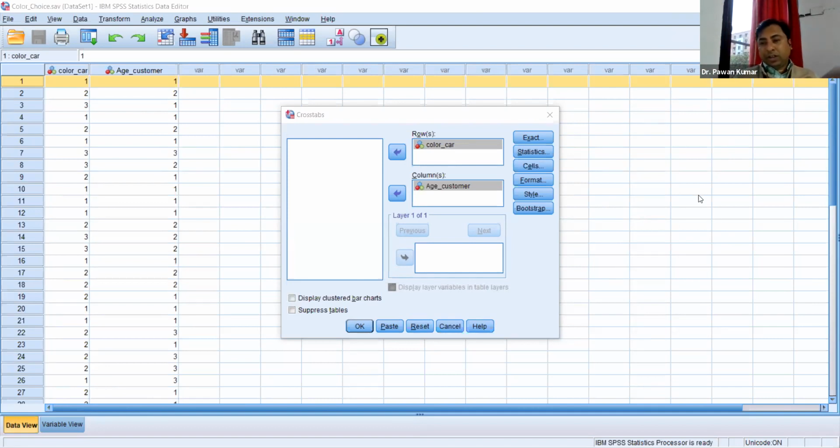Am I right or wrong? Can you please write in the chat box? Would you agree with me on the application of the chi-square test in managerial decision making? Can you please write in the chat box yes or no?